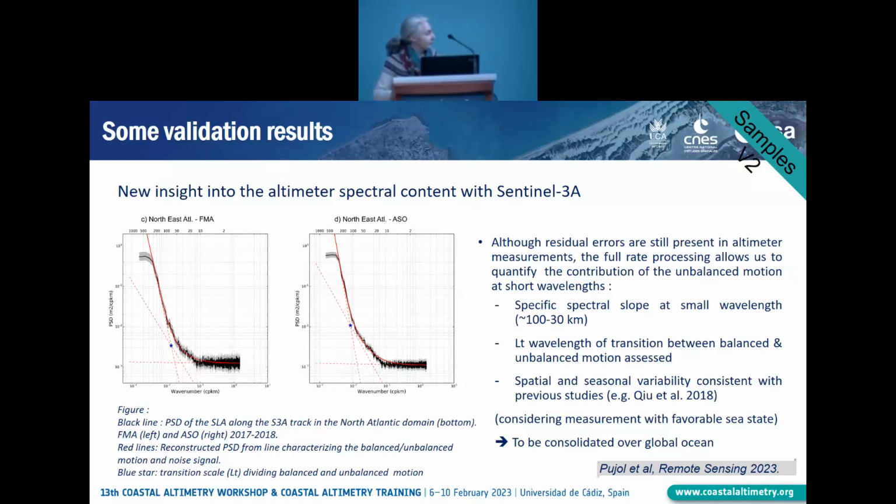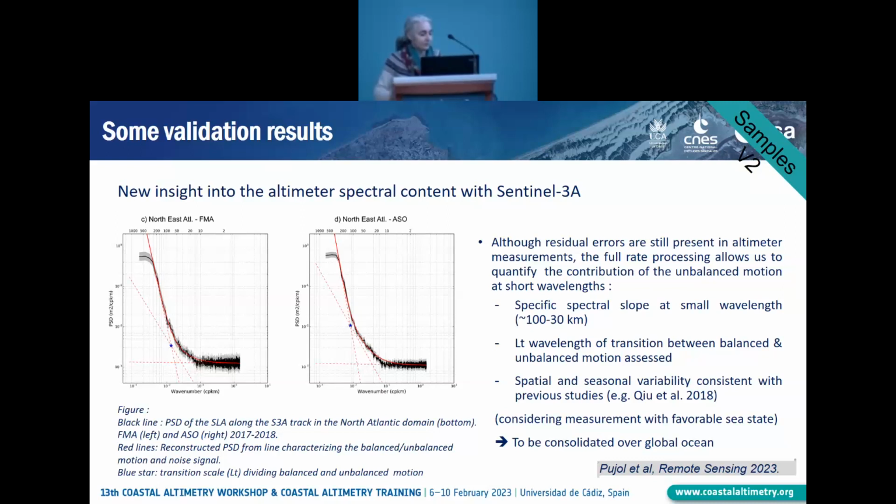And the red dotted line represents the fit of the content of the spectrum for different wavelength ranges. So you can see the fit of the noise plateau here. And we can also fit the slope corresponding to the mesoscale or balanced motion at a long wavelength. And we also try to fit a slope at smaller wavelengths that should be characteristic of the unbalanced motion, as presented by Nifu also with the spectrum for the SWOT mission.